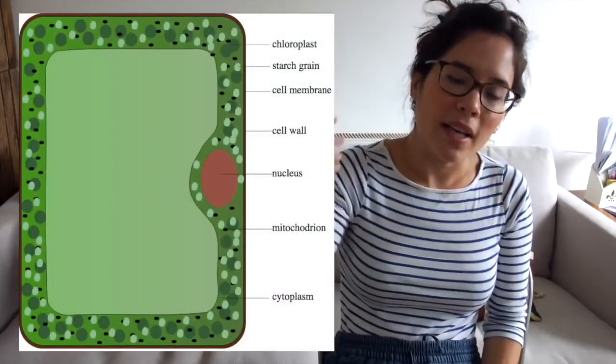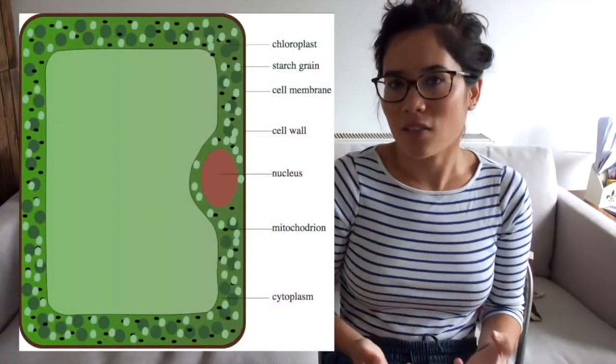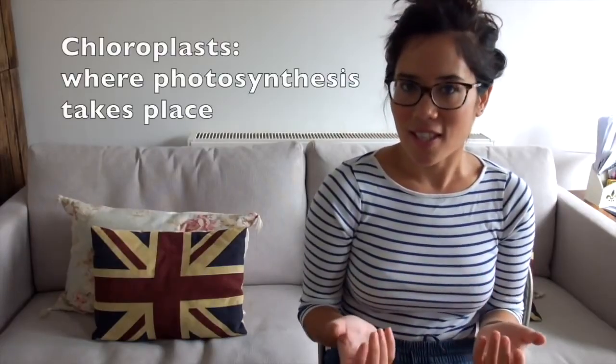And then we've got a nucleus squeezed into one corner, again like the animal cell, that controls the activities of the cell. We also have mitochondria, but crucially we have some green things which look very similar to mitochondria, but the fact that they're green tells us that they're chloroplasts, and they're full of a pigment called chlorophyll, which gives it its green colour. That's where photosynthesis takes place.